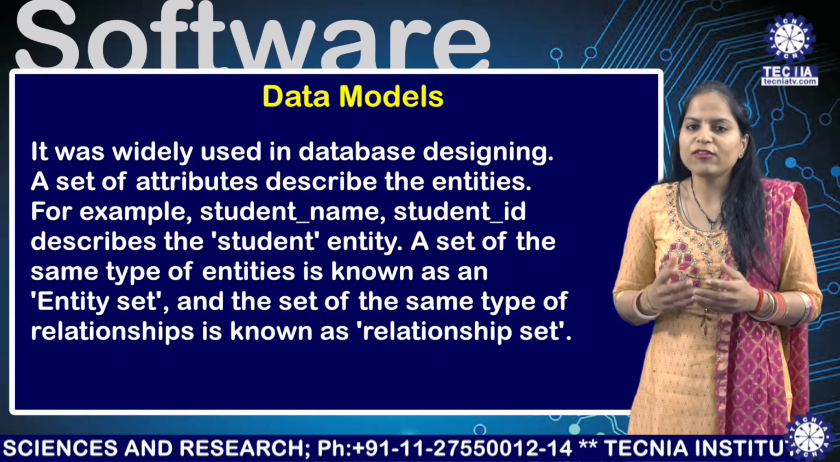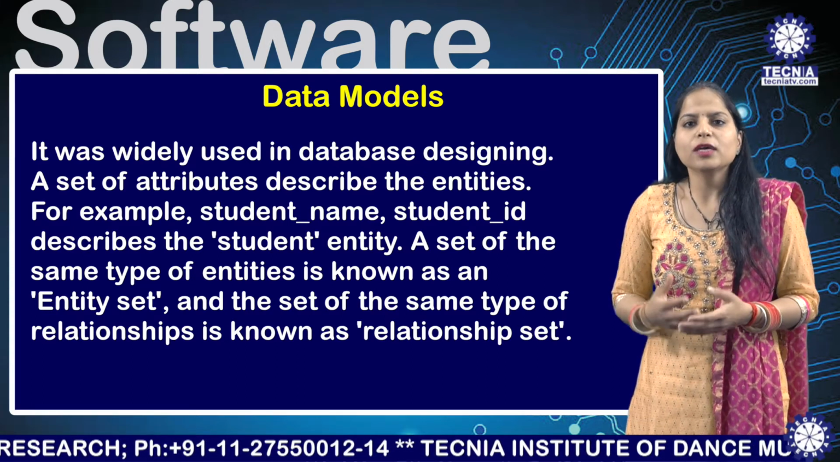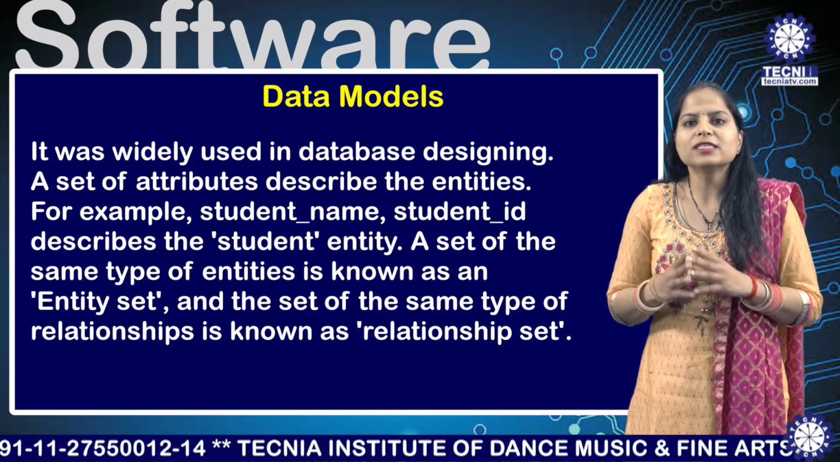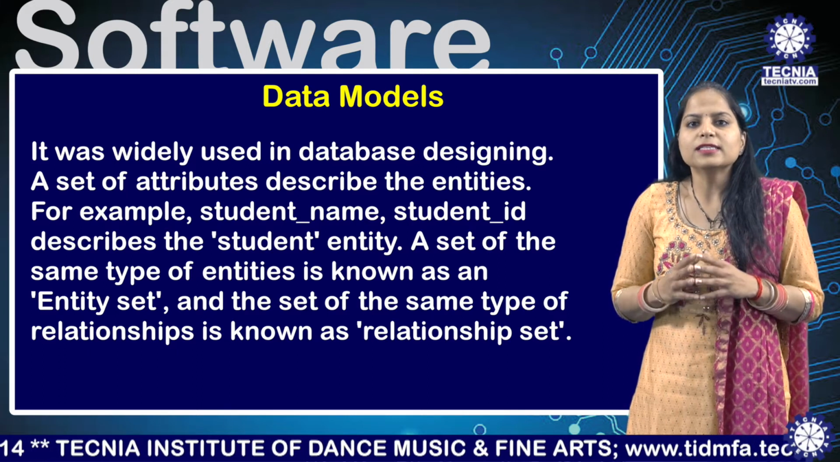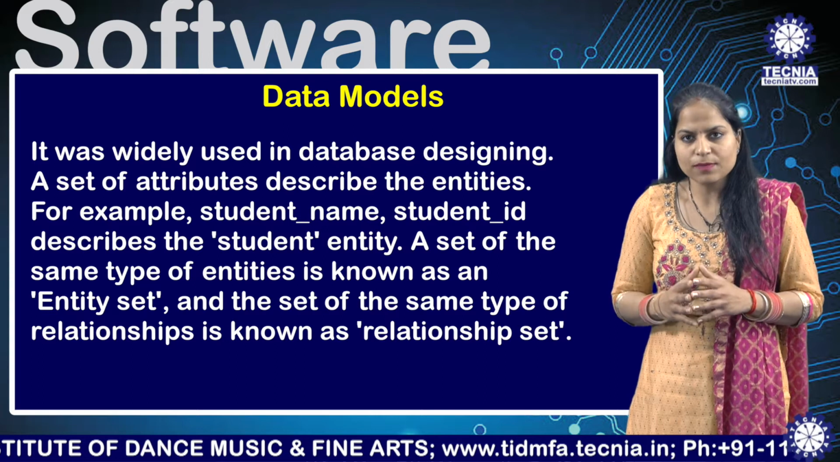A set of attributes describes the entities. For example, student name and student ID describe the student entity. A set of the same type of entity is known as an entity set, and the set of the same type of relation is known as a relationship set.